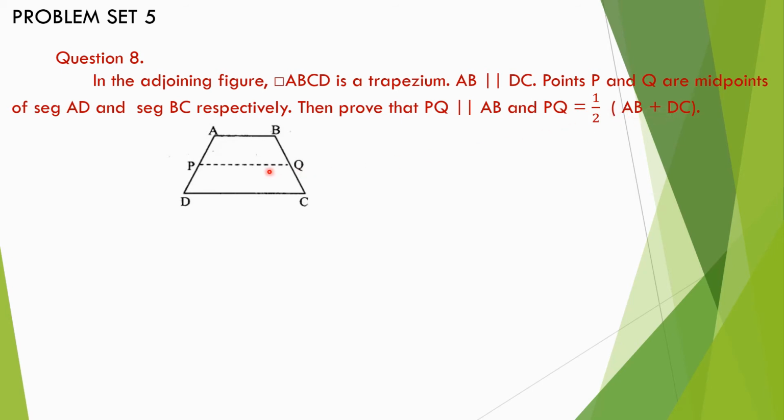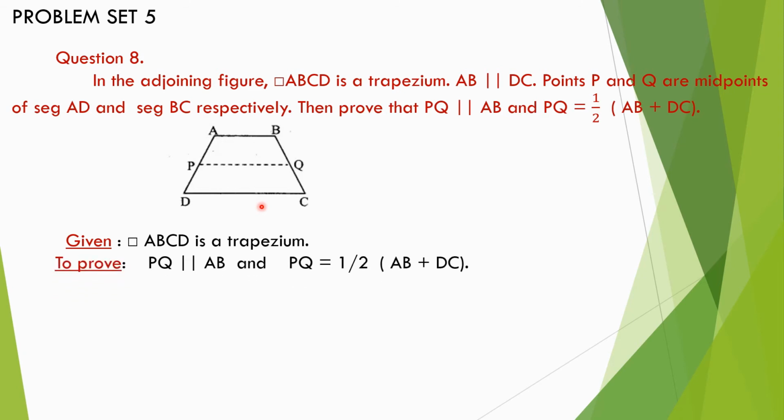In this figure, AB parallel to DC is given and P and Q are midpoints of segments AD and BC. And we have to prove that PQ is parallel to AB and PQ is equal to half into (AB plus DC). First write given. Quadrilateral ABCD is a trapezium. And to prove: PQ is parallel to AB and PQ is equal to half into (AB plus DC). Then do the construction.